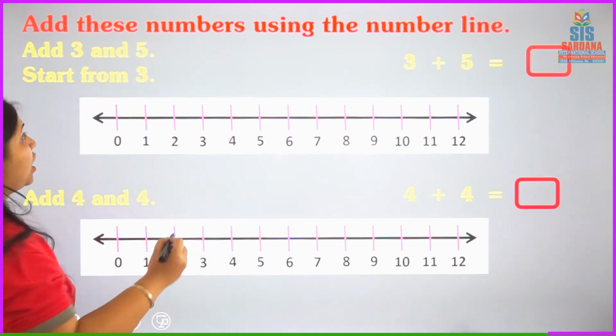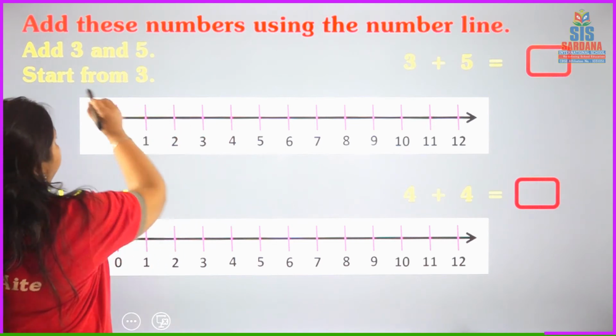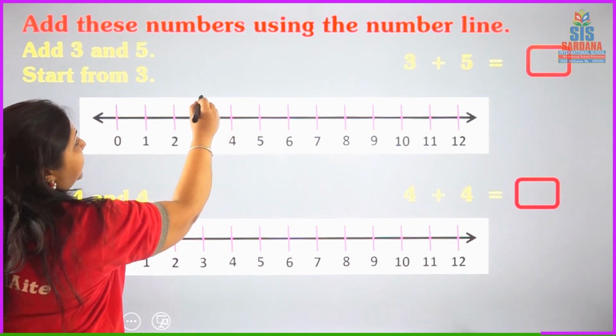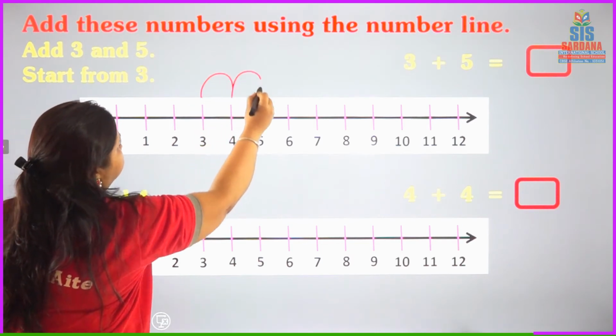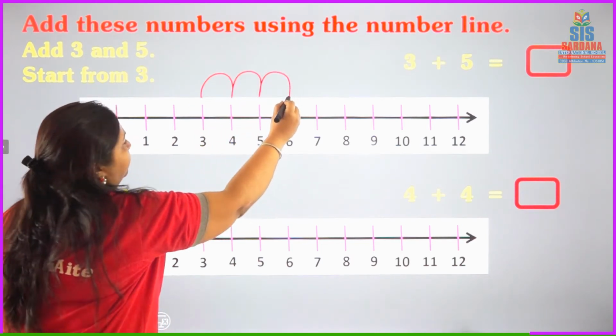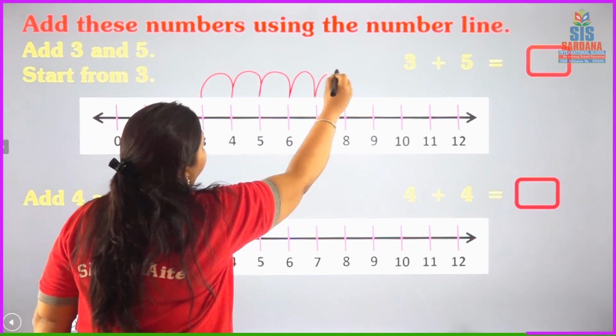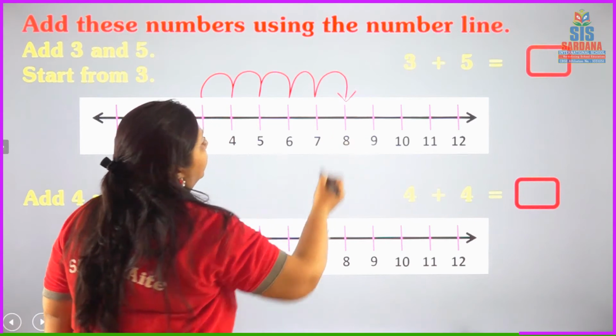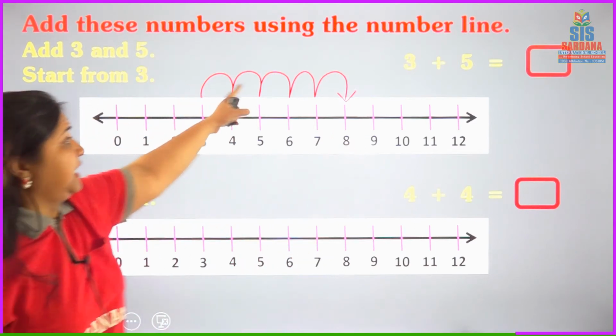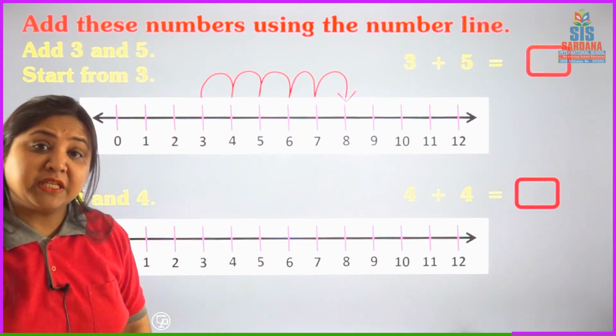So start from 3. And how many? 5 steps forward, one by one. See these mountains. 1, 2, 3, 4, 5. So my dear children, that must be how? Equal. Uniformity must be there.